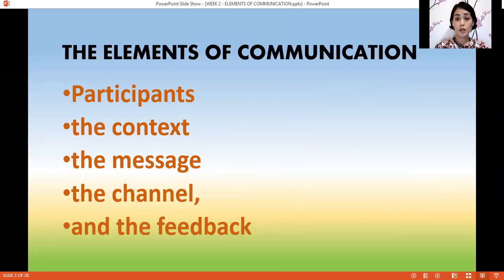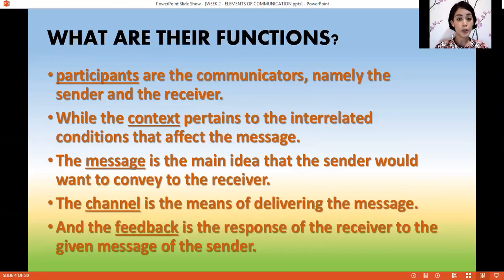So under the elements of communication for our first lesson, this is about the participants, the context, the message, the channel, and the feedback. These are the elements of communication. So we already know that the participants are the communicators, namely the sender and the receiver of the message. While the context pertains to the interrelated conditions that affect the message. The message is the main idea that the sender wants to convey to the receiver. And the channel is the means of delivering the message, or how the message was delivered.